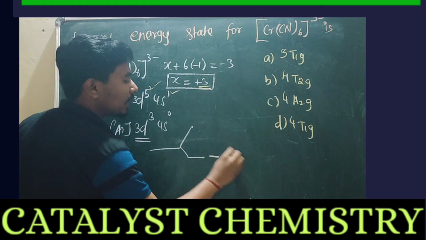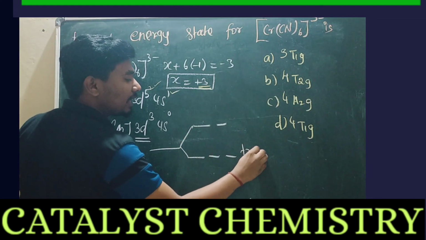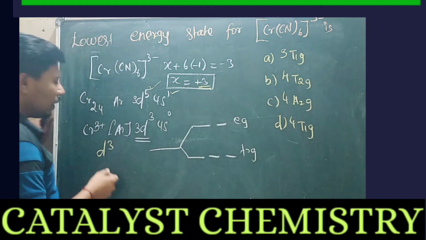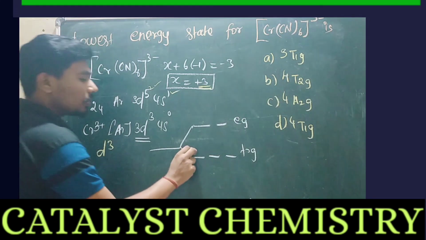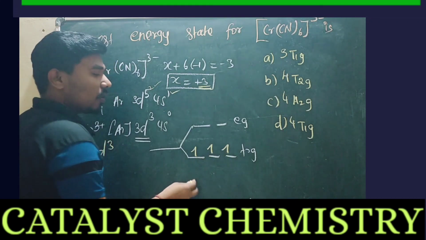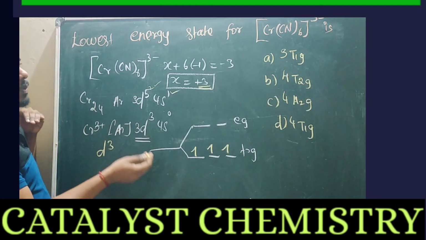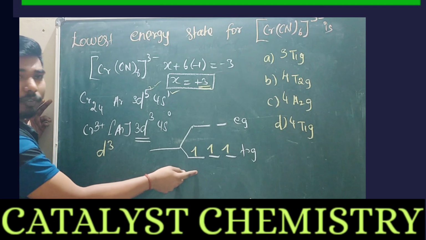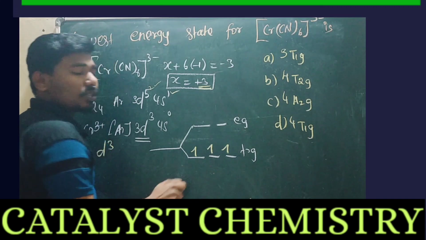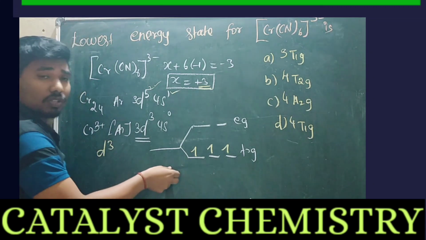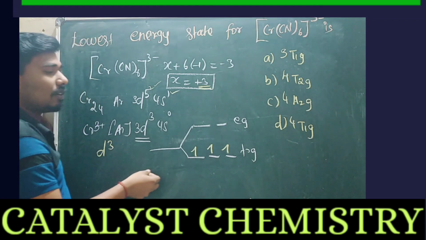Okay, so the octahedral complex dissociates into T2g and Eg. For the d3 configuration, 1, 2, 3. Whether it is low spin or high spin, this is how we can fill, because all three orbitals are the same in energy. These three are at the same energy level.